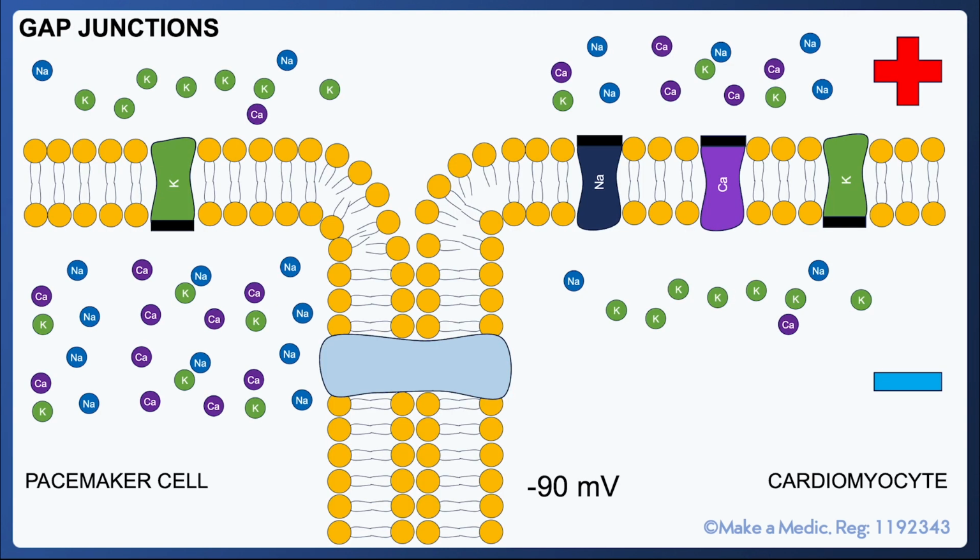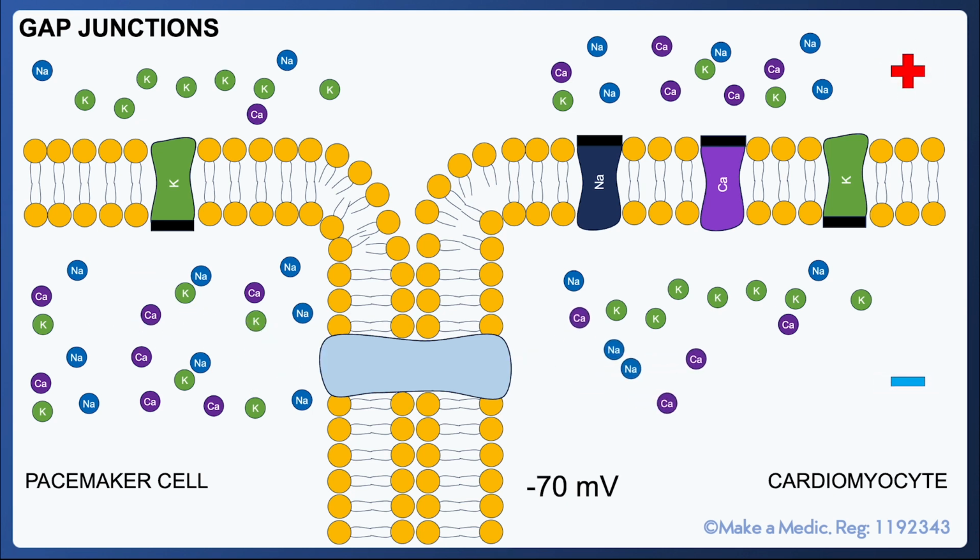Once the action potential has been initiated within a pacemaker cell, it needs to conduct to neighboring contractile cardiomyocytes. This happens through gap junctions. These are intercellular connections that allow ions to leak between cells. Here we have a depolarized pacemaker cell on the left and a contractile cardiomyocyte at its resting membrane potential on the right. Some of the positively charged ions from the pacemaker cell will leak through the gap junctions into the neighboring cell. This causes an initial degree of depolarization.